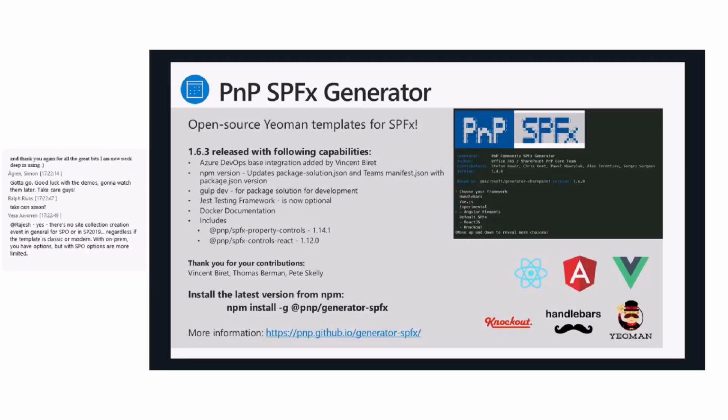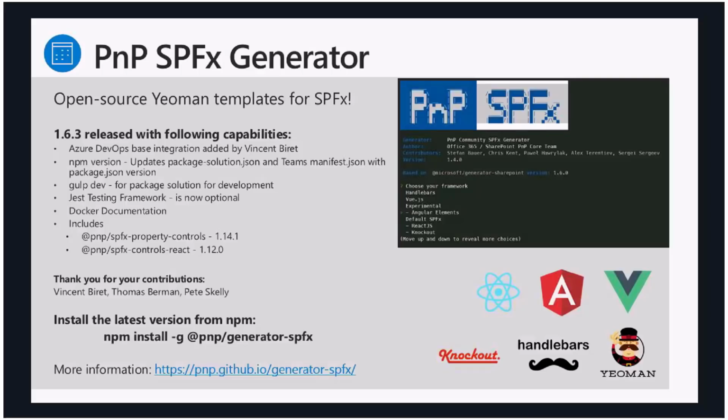Another thing in this release is that you can now use npm version to version not only the package, updating the version in the package.json file, but this will also automatically update the version in the package-solution.json for your SharePoint SPFx solution. And in case you have a Teams tab, it will also update the version in the manifest.json file.